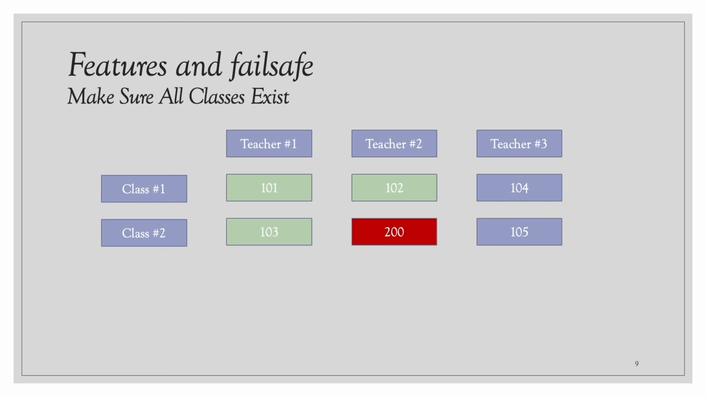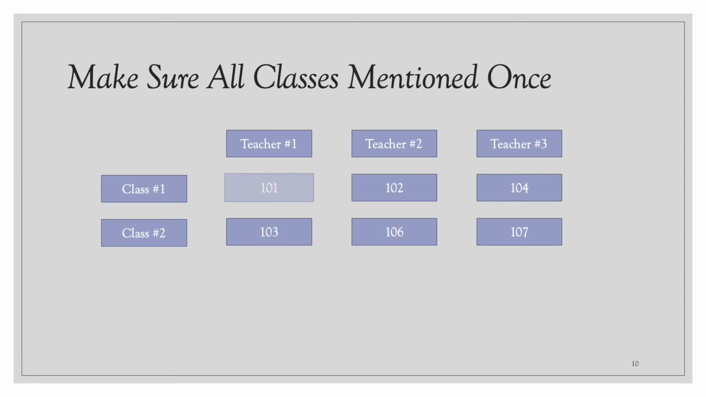The second failsafe is making sure each class that needs to be taught is mentioned at least once. Once all the desired inputs have been completed, the algorithm will then make sure that each class was mentioned. If not, the algorithm will notify the user that there is a class missing, which class that is, and will stop any further execution. In this example, class 105 is missing from the pool.